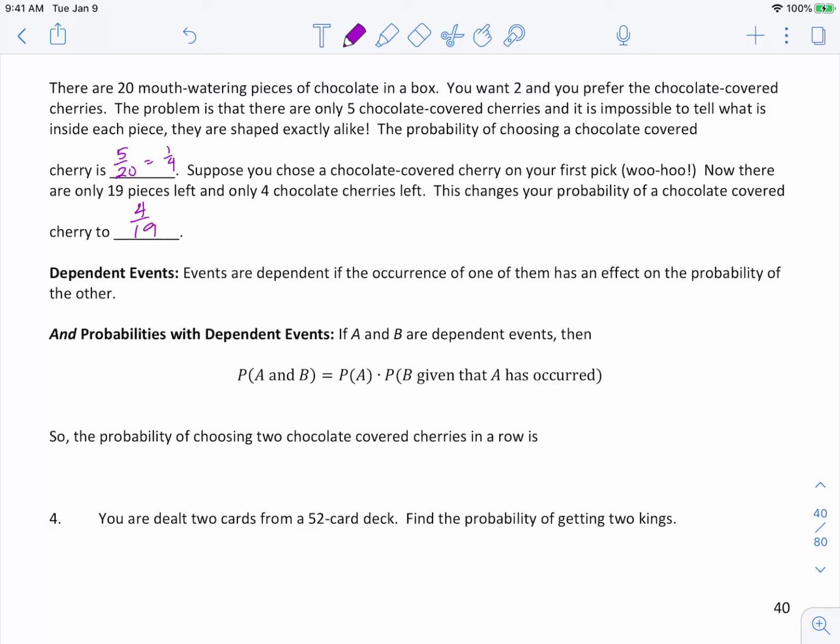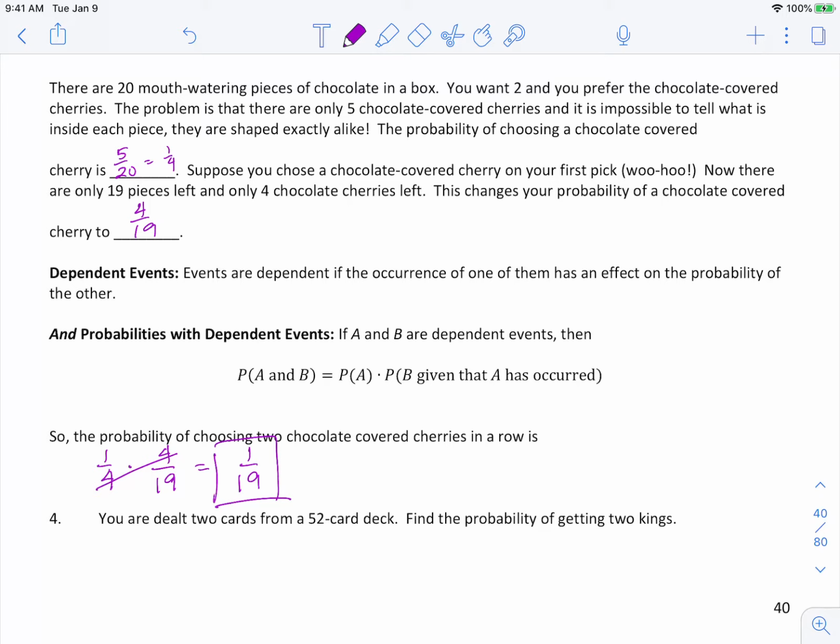So events are dependent if the occurrence of one of them has an effect on the probability of the other. And probabilities with dependent events. If A and B are dependent events, then the probability of A and B is the probability of A times the probability of B given that A has already occurred. So the probability of choosing 2 chocolate-covered cherries in a row is going to be 1/4 times 4 out of 19. Well, we can reduce those 4s, and this is 1 over 19.